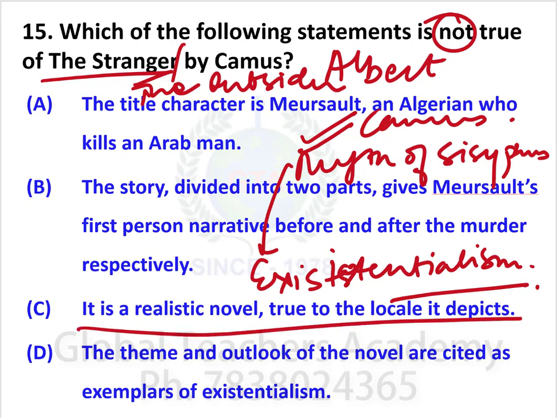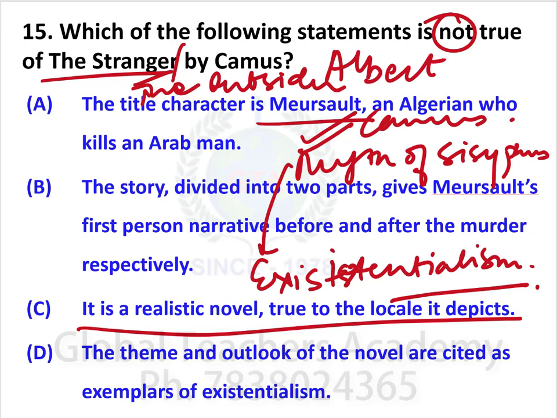It does not focus on the representation of the locale at all. What is it focusing on? It's focusing on the character. It's focusing on the interiority of the character. What is the character feeling? So the character, Mishra, is the title character. He doesn't understand, just for the rush of killing an individual, because he doesn't know what he wants to do in his life. So just for that rush, because he doesn't understand, there is an existential crisis that he's feeling.